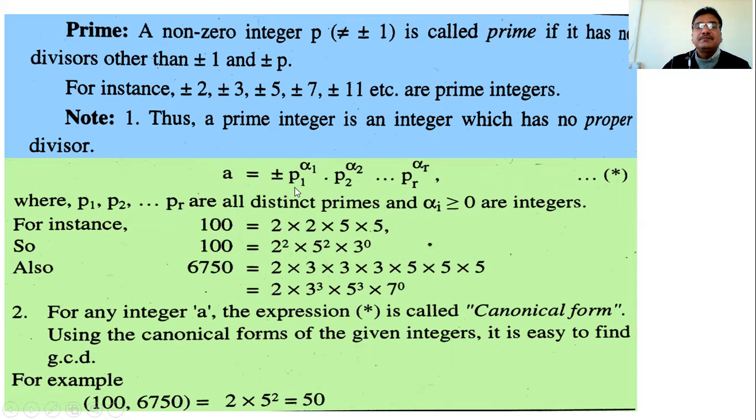This is in this form. What are P1, P2, PR? These are primes, distinct primes. Okay, that is important. And alpha i is what? Greater than or equal to 0. So this is the canonical form of 100.